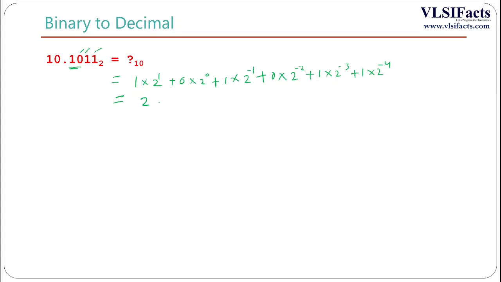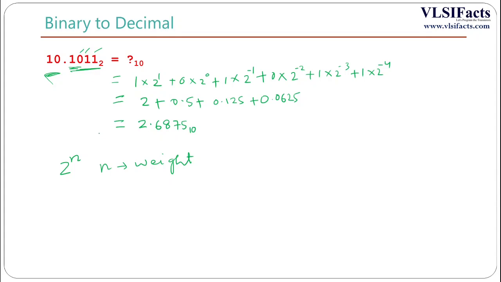Now this will be 2 plus 0.5 plus 0.125 plus 0.0625. Now totaling this number, we will get 2.6875 in its decimal form. So in summary, the technique is to multiply all the bits with 2 to the power n, where n is the weight of the bit position. Do it for both before and after the decimal point.